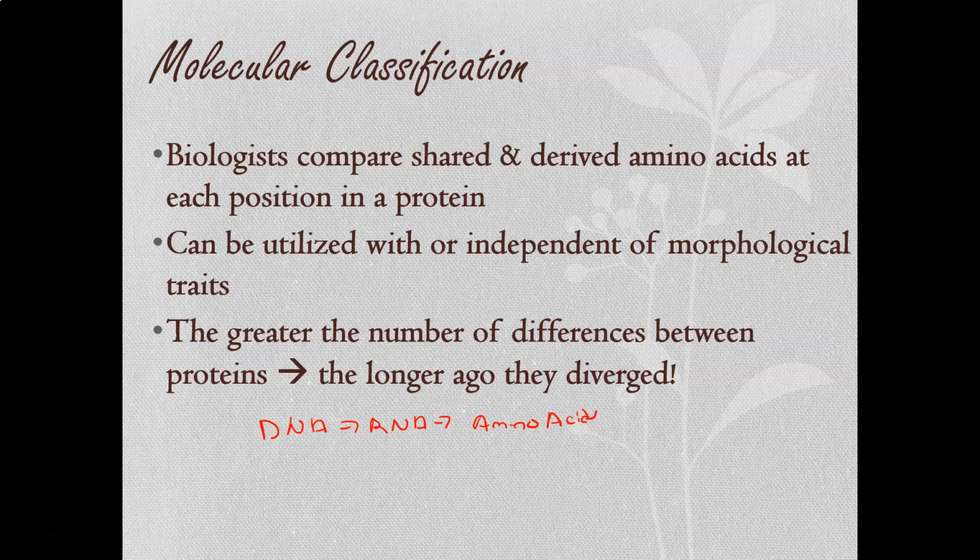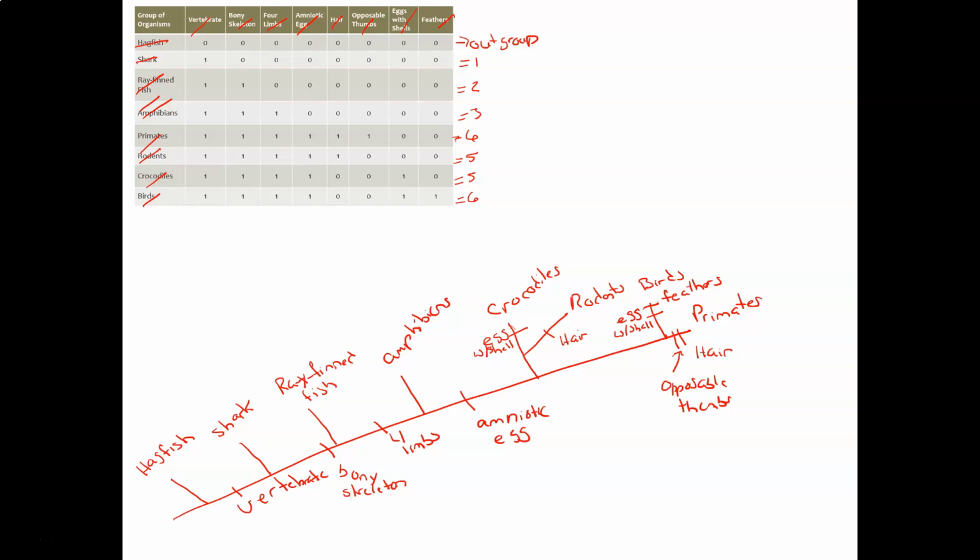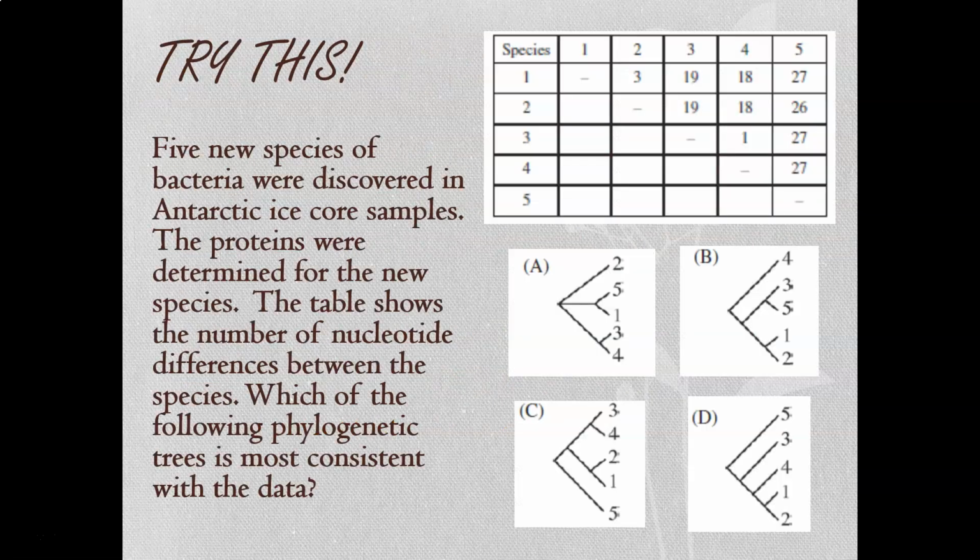So if I were to come back and use this physical data and then also create a table using molecular data, creating a cladogram with molecular data, and they came up with the same order, then I'm way more confident in the order of the evolutionary relationships here than if I just used one or the other by itself.